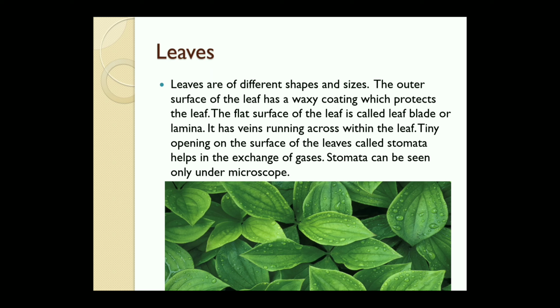Leaves. Leaves are of different shapes and sizes. The outer surface of the leaf has a waxy coating which protects the leaf. The flat surface of the leaf is called leaf blade or lamina. It has veins running across within the leaf. Tiny openings on the surface of the leaves called stomata help in the exchange of gases. Stomata can be seen only under a microscope.